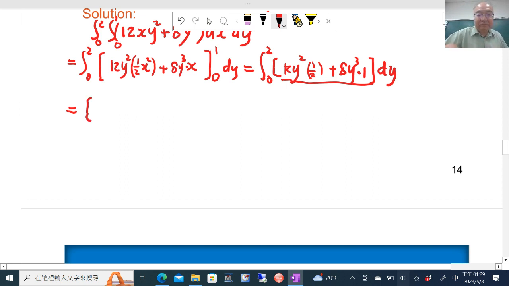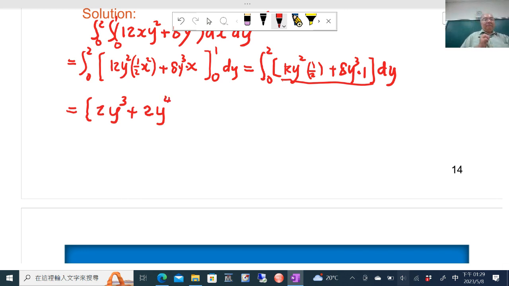In the first term, 12y squared multiplied by half gives 6y squared. The antiderivative for 6y squared becomes 2 times y to the power 3. So that's the first term. And the second term, 8 times y to the power 3, the antiderivative for that will be 2 times y to the power of 4. Right? Now we have 0 to 2 as the lower limit and upper limit to be plugged in.